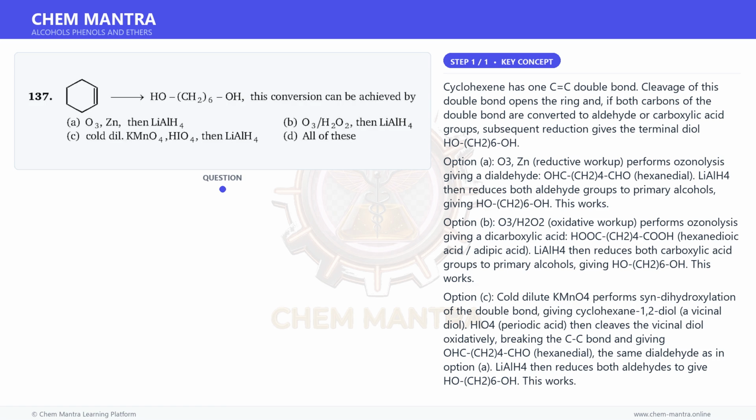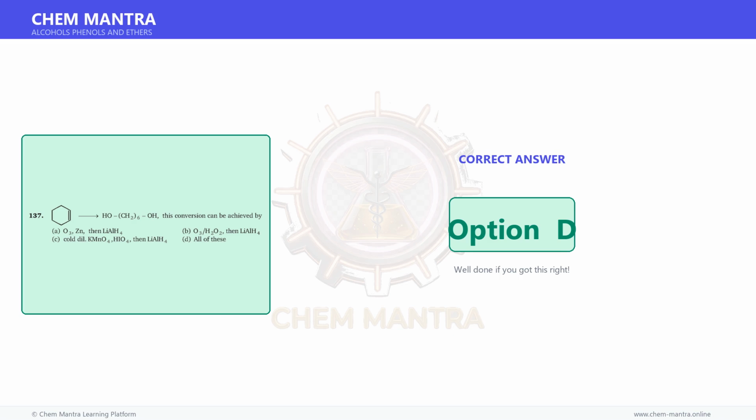This works. Since all three methods independently achieve the conversion of cyclohexene to HO-(CH2)6-OH, the answer is D, all of these. Therefore, the correct answer is option D.